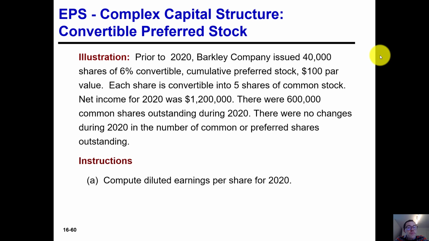For this year, 2020, their net income was $1.2 million, and they had 600,000 common shares outstanding, and there weren't any changes in the number of common or preferred shares during the year. All right, diluted earnings per share. Let's do this.